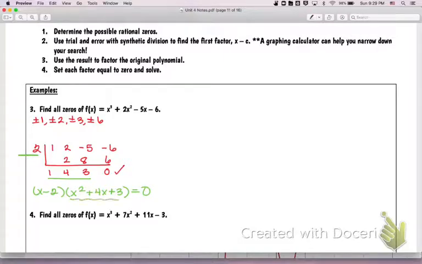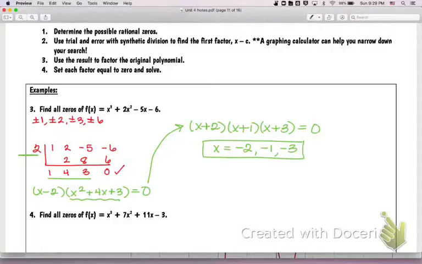Now this, lucky for us, is factorable. If it was not factorable, we'd have to use the quadratic formula. But lucky for us, we get x minus 2, x plus 1, x plus 3. And so our zeros are -2, -1, -3. And that verifies what we saw on the graph. I'm sorry, I wrote this down wrong. This should be a -2. That's what I had before. So this should be +2 for our 0.